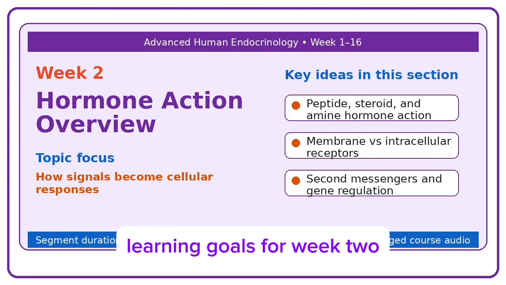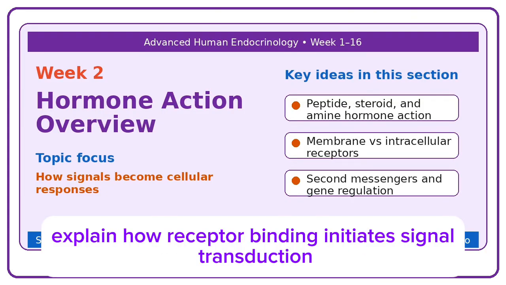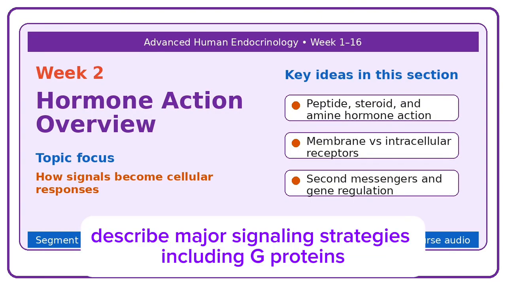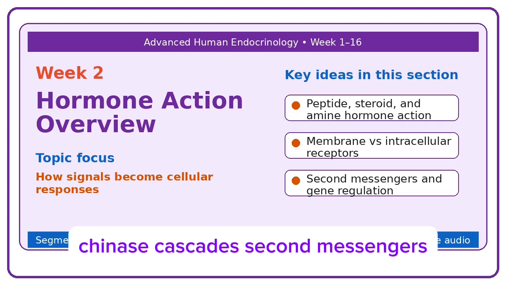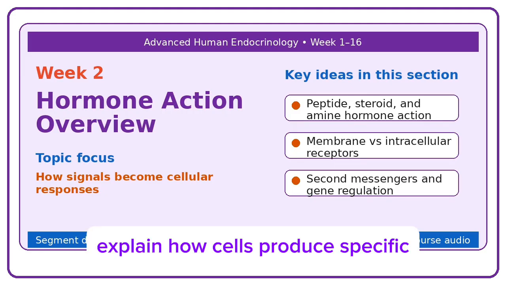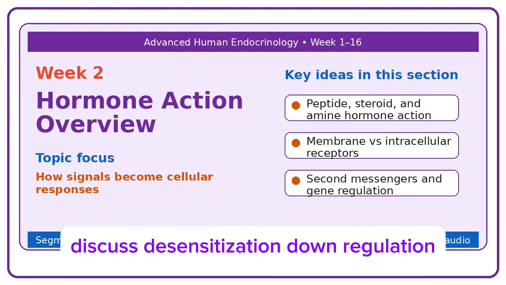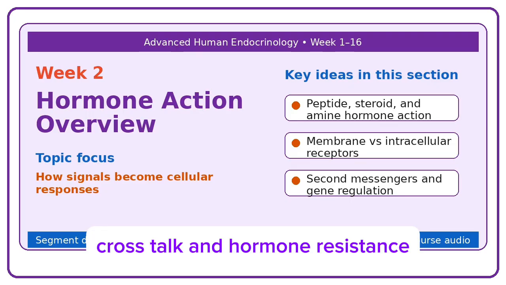Learning goals for Week 2. Compare cell surface receptors and intracellular receptors in endocrine signaling. Explain how receptor binding initiates signal transduction. Describe major signaling strategies including G proteins, kinase cascades, second messengers, and transcriptional regulation. Explain how cells produce specific and amplified responses to hormonal signals. Discuss desensitization, downregulation, crosstalk, and hormone resistance.